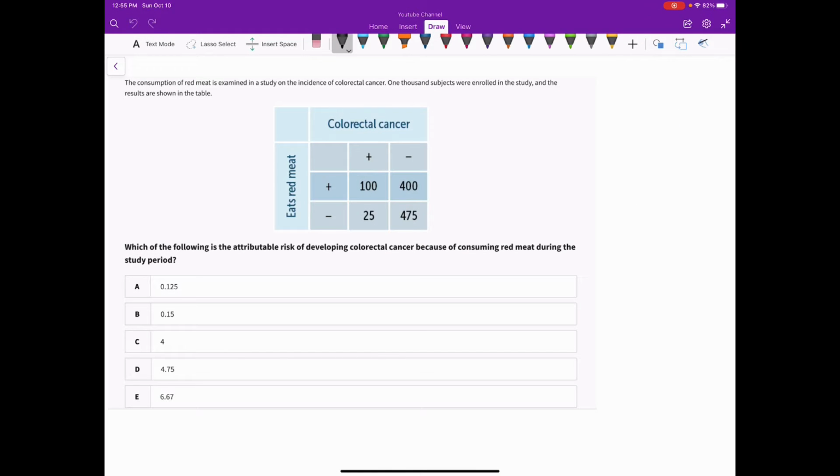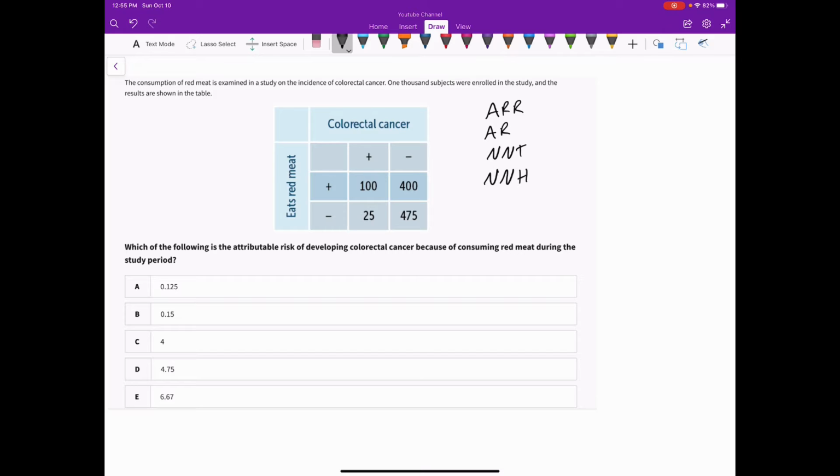So to continue the biostats, I want to talk about ARR, the AR, NNT, NNH. What the hell are these guys? Okay, so ARR is attributable risk reduction, and then the AR is the attributable risk. So basically they're the same exact thing.